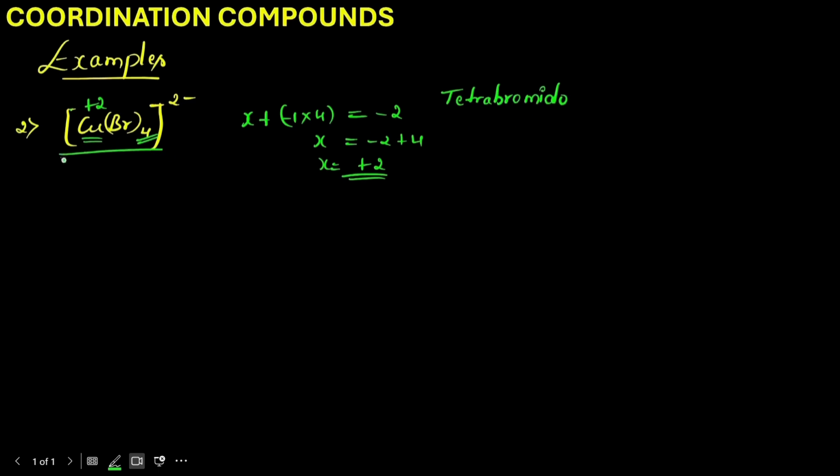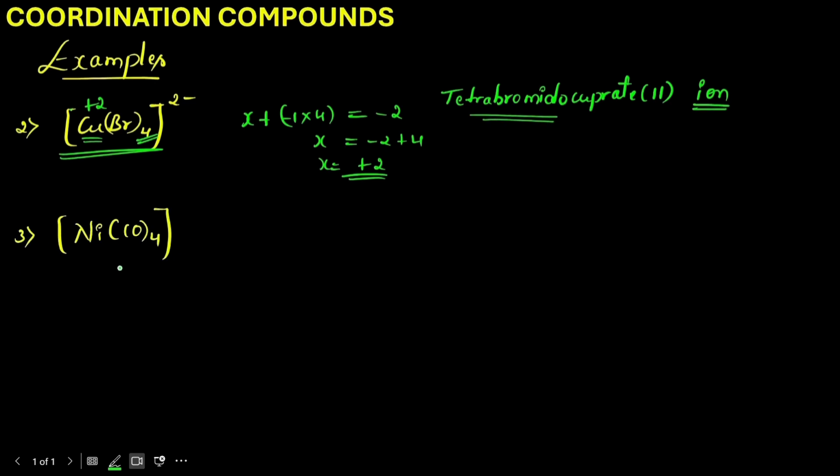Here, this is an anionic complex. Therefore, the name of the metal should end with -ate. It is cuprate. What is the oxidation number here? That is 2. Therefore, tetrabromidocuprate(II) ion. Here we have only an anionic complex, therefore you have to write "ion" here. This is the name of the coordination compound.